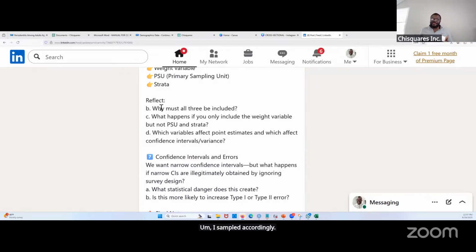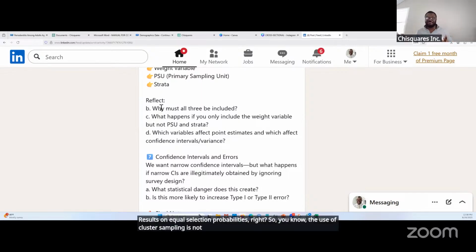So in that kind of case, I will end up with PSUs because I use clusters, right? Now, not every use of clusters will result in weights, but sometimes we select certain clusters in ways that result in unequal selection probabilities, right? So the use of cluster sampling is not one size fits all. We can spend a whole day talking about cluster sampling.